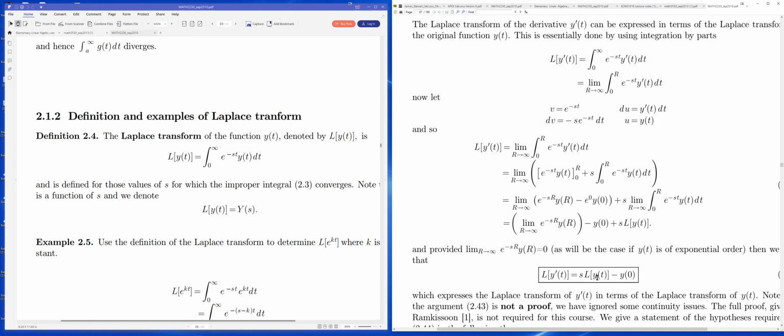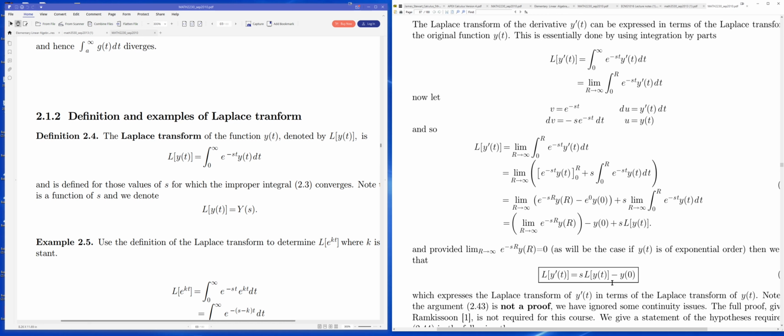What you want to notice is that on the left hand side, you have the derivative of the function, y prime of t. But on the right hand side, everything is in terms of y of t. So on the left hand side you have derivatives, and on the right hand side you have the original function. In a sense you could look at this as integration, because the Laplace of derivatives is in terms of the Laplace of the original function, and you get y of t really by integrating y prime.